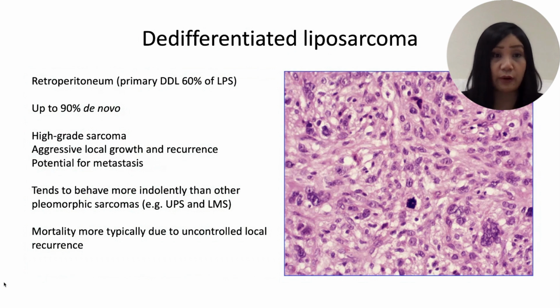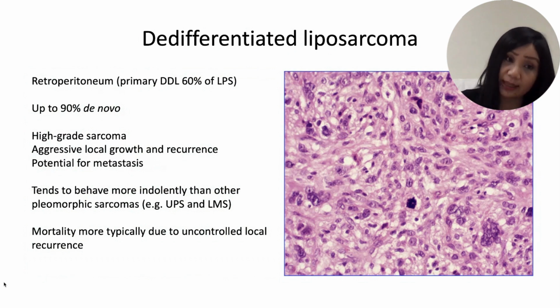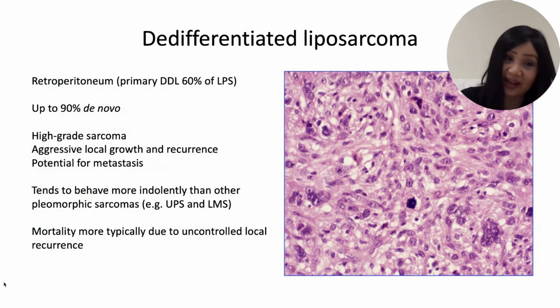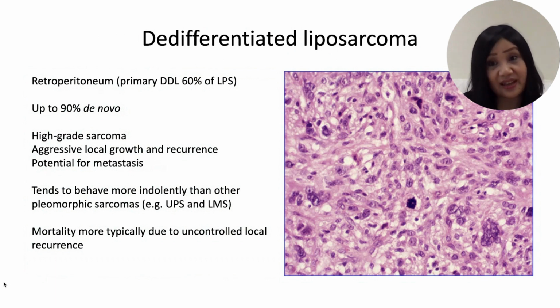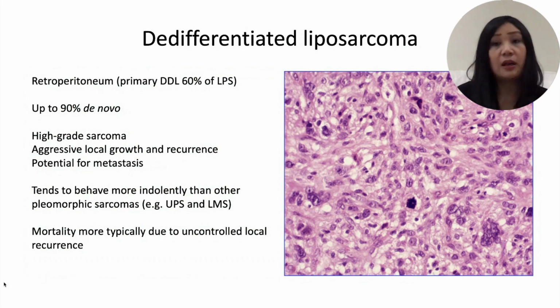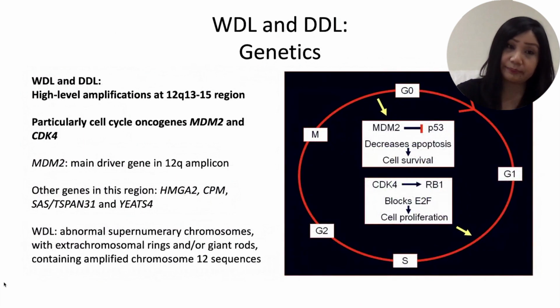And this is a high-grade, pleomorphic sarcoma with aggressive local growth and recurrence and the potential for metastasis. However, even though it's a high-grade pleomorphic sarcoma, it tends to behave more indolently than other pleomorphic sarcomas, such as undifferentiated pleomorphic sarcoma and leiomyosarcoma. So it's still very important to be able to make an accurate diagnosis of dedifferentiated liposarcoma because of its much more indolent behavior than other pleomorphic sarcomas. Mortality is again more typically due to uncontrolled local recurrence than distant metastasis.